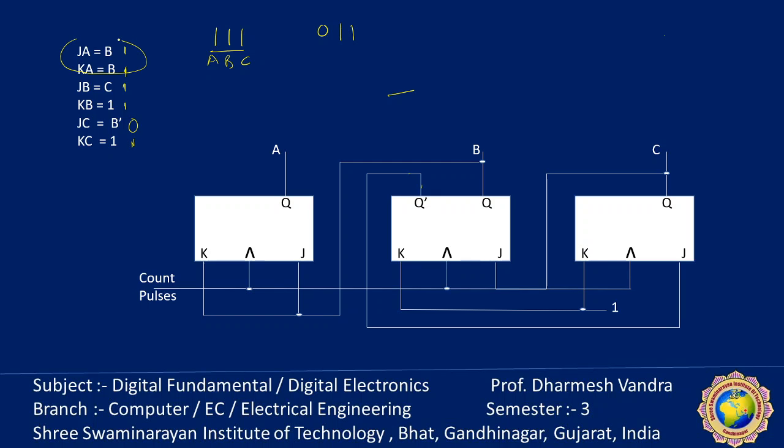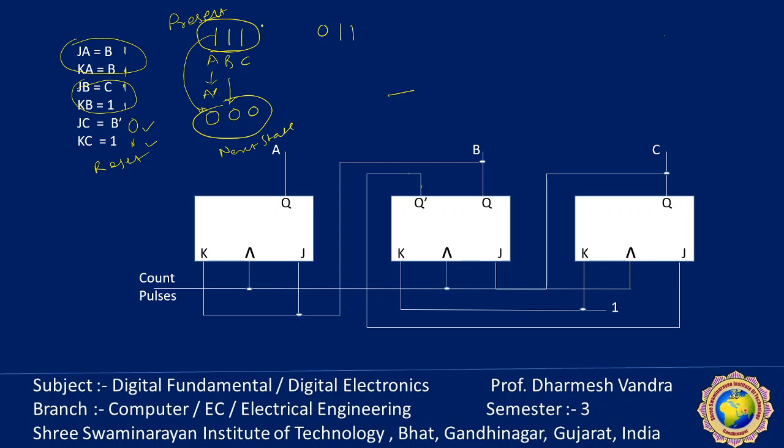Now JA, KA both are 1 1. So that means A will be the complement of the previous state, so it will become 0 here. JB, KB both are 1 1, so again B is also complemented. So it changes to 0. And KC is 1, JC is 1, so this will become reset, so 0. So if the present state is 1 1 1, the next state will become 0 0 0.